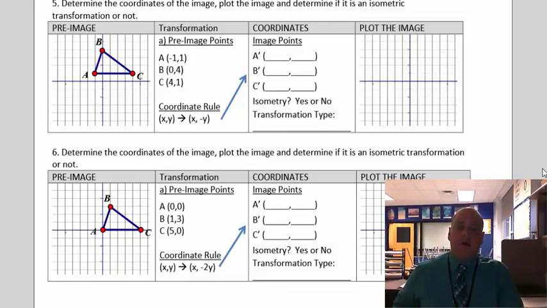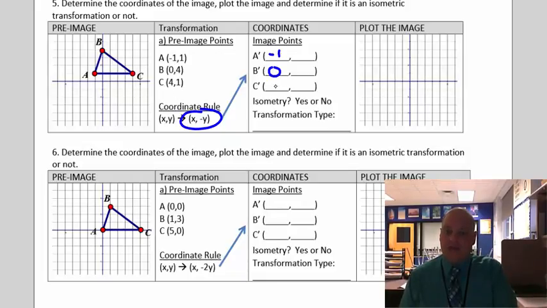So what happened here? What we want to do is take our pre-image points, here they are, and we want to do the coordinate rule (x, -y). So (x, y) becomes (x, -y). So x becomes x, that means we're not going to change the x. So x is -1, x is 0, x is 4. We're not going to change our x.